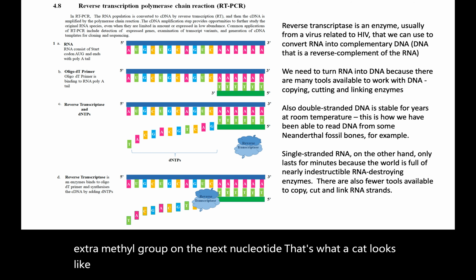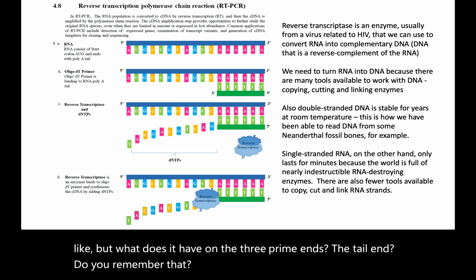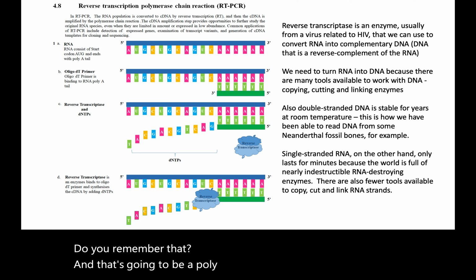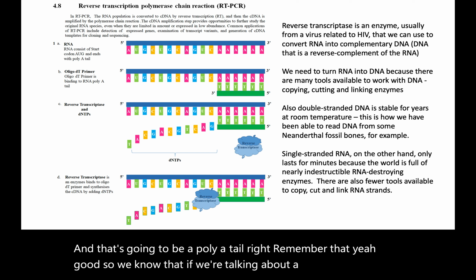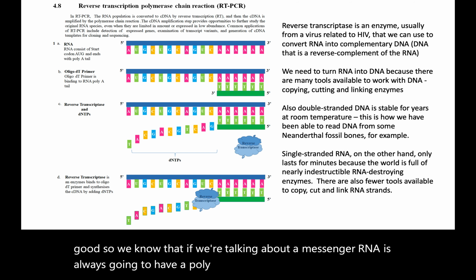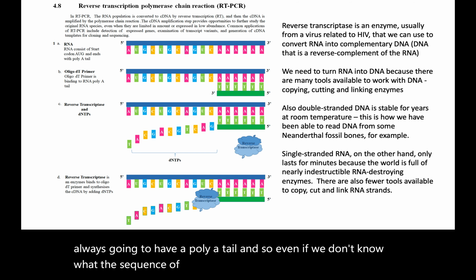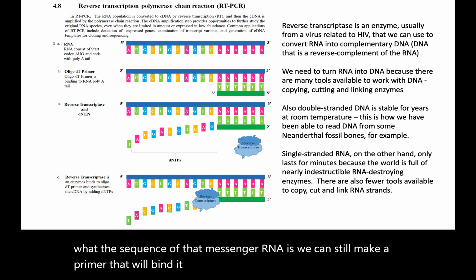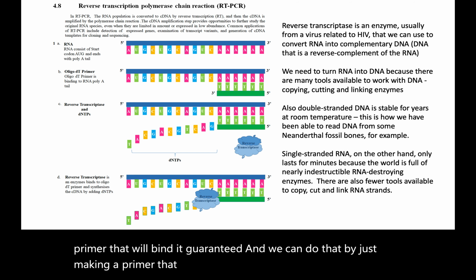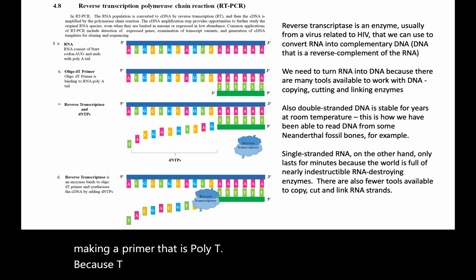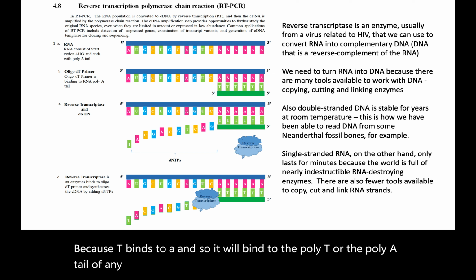But what does it have on the 3' end, the tail end? Do you remember that? And that's going to be a poly A tail, right? You remember that? Yeah, good. So we know that if we're talking about a messenger RNA, it's always going to have a poly A tail. And so even if we don't know what the sequence of that messenger RNA is, we can still make a primer that will bind it, guaranteed. We can do that by just making a primer that is poly T, because T binds to A, and so it'll bind to the poly A tail of any messenger RNA.